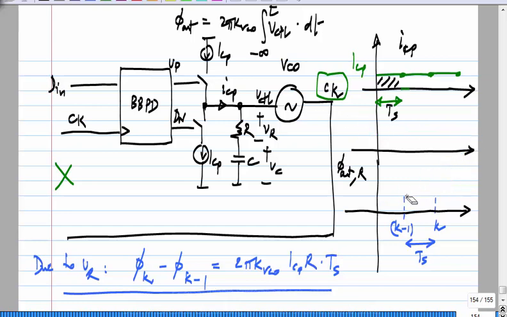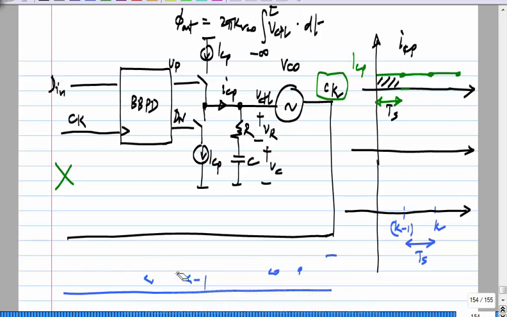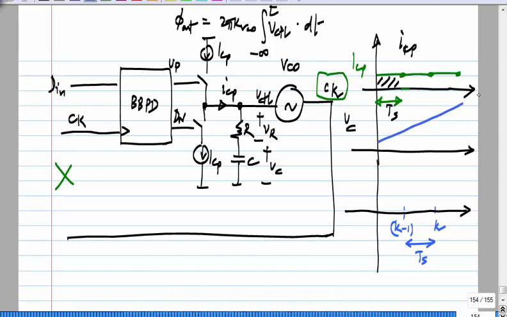Now it is easier to look at it from these areas instead of drawing the curve for phi out, k, k minus 1, k minus 2. The phase increment between k minus 2 and k minus 1 is related to this area, proportional to that area. It is basically equal to 2 pi k VCO times that whole area, right. And the increment between k minus 1 and k is proportional to that area. Is this fine? Now, the difference between these increments, how much is that?